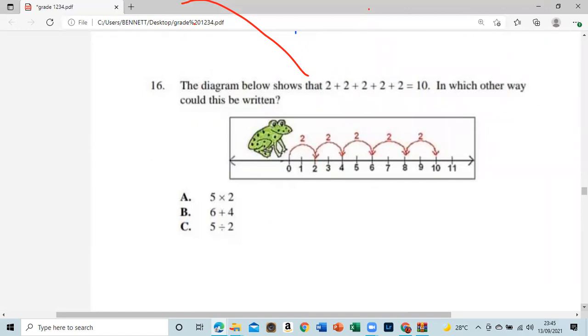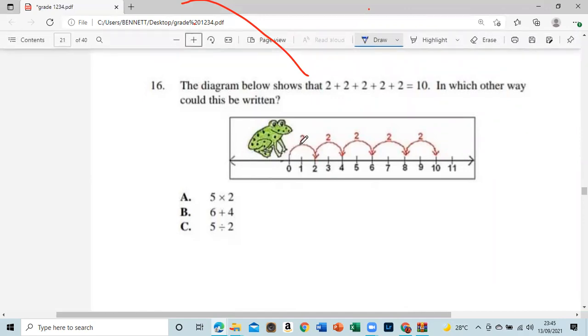Now, this question is a little bit tricky, but students, you have to observe what they gave you. They gave you, let's see how many times you jump. 1, 2, 3, 4, 5, right? So you jump 5 times. How many are you going by? Is it 1 or is it 2? So guys, even though 6 plus 4 is 10, it is actually 5 times 2, because you jump 5 times and you jump 2 places.